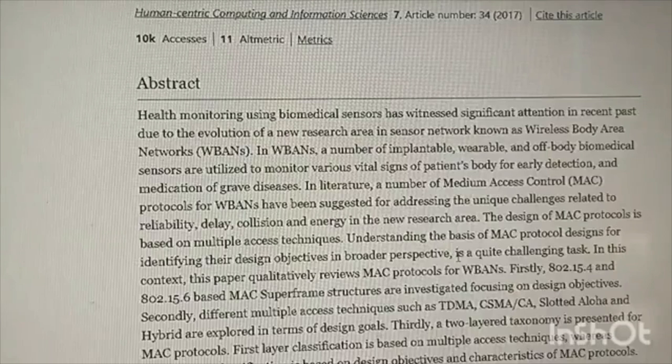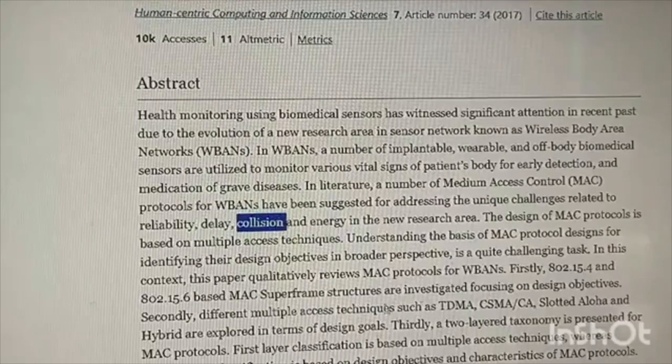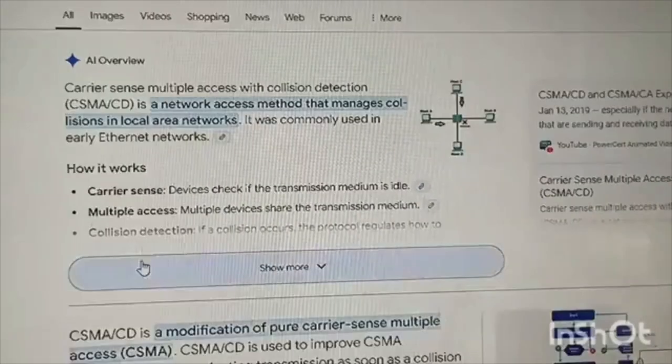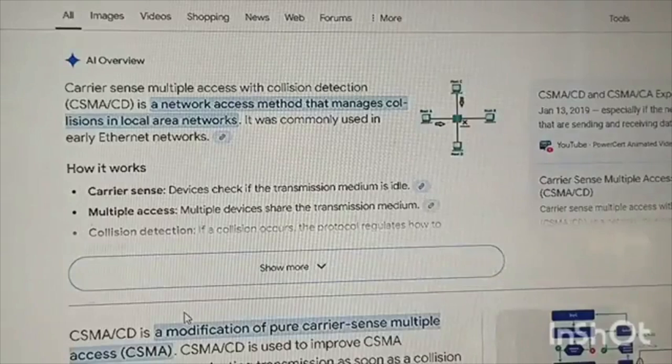For those of you that do not know what these are in reference to, tell me, why do you think this word is here? It says collision. What are they talking about? They're talking about packets in computer networking. Carrier sense multiple access with collision detection is a network access method that manages collisions in local area networks. So what's that doing under your skin?